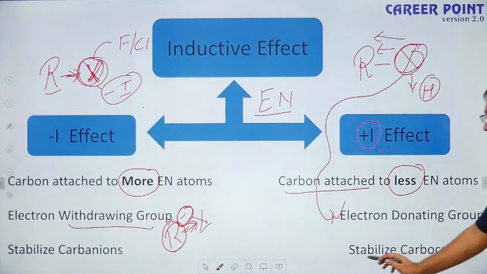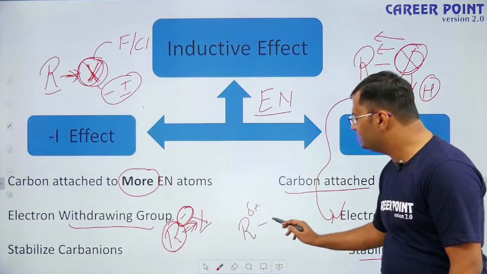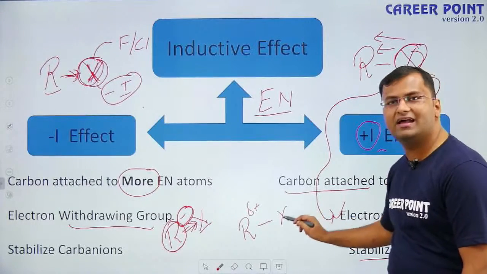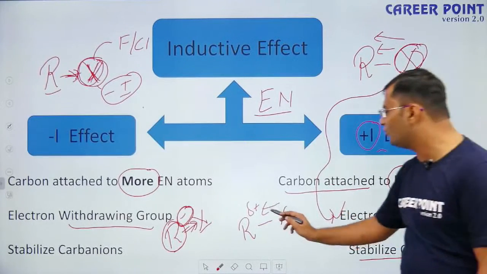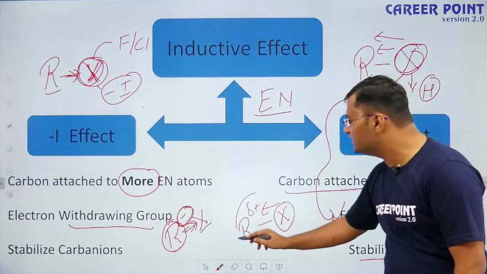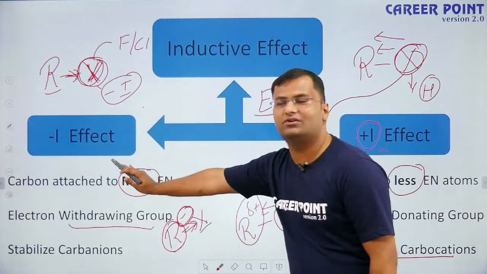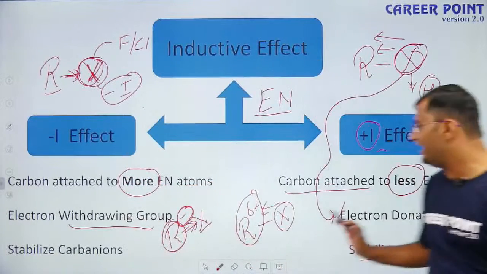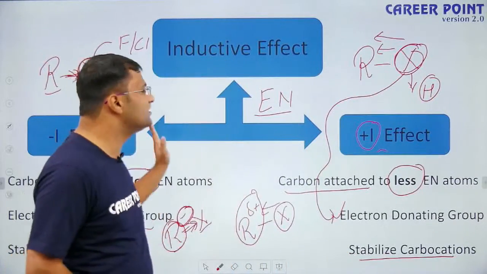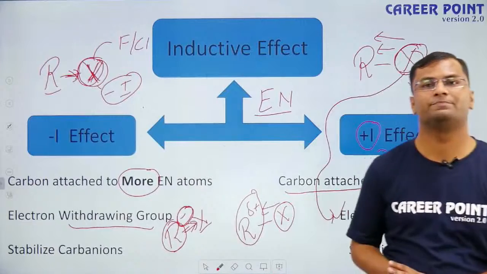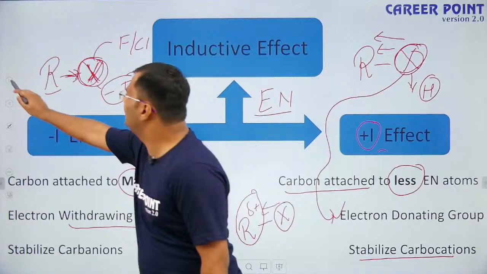Now for the second point, they stabilize the carbocation. Let us take the example of R delta plus, and this is X, and here X is less electronegative than R. What is going to take place? They are electron donating groups, so when they donate electrons to this carbocation, it is going to become stable. Clear? So the minus I effect is stabilizing the carbanion, and the plus I effect is stabilizing the carbocation. These are the important points of the minus I and plus I effects. Clear or not? Now we'll move further.